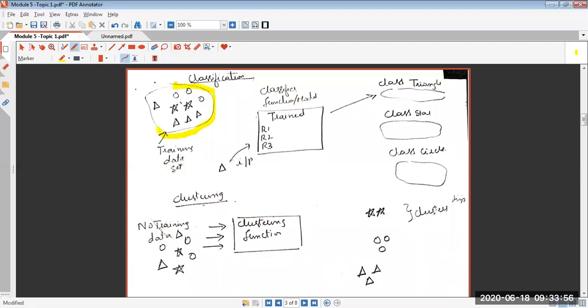I have a very big data set. Okay, this will be treated as a training data set. You can see it's a training data set. I'll take this data set. Okay, I'll train my classifier. This rectangular box you are seeing is my classifier. It will be trained for the data.